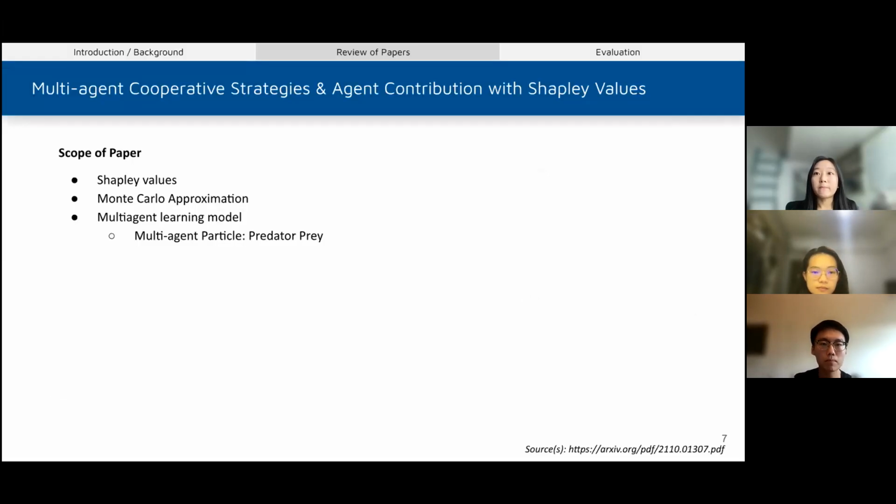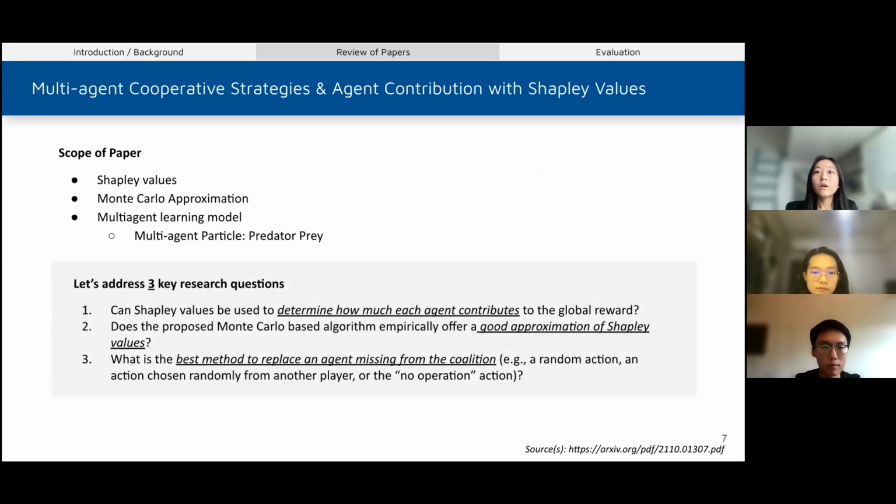For the first paper, we'll be discussing the concept of Shapley values, the use of Monte Carlo approximations, as well as the application of the reformulation on the predator-prey model. From this, we'll be able to address three research questions. One, if Shapley can determine how much each agent contributes to the global reward. Two, if the proposed MC-based algorithm can offer a good approximation. And three, what might be the best method to replace an agent missing from a coalition.